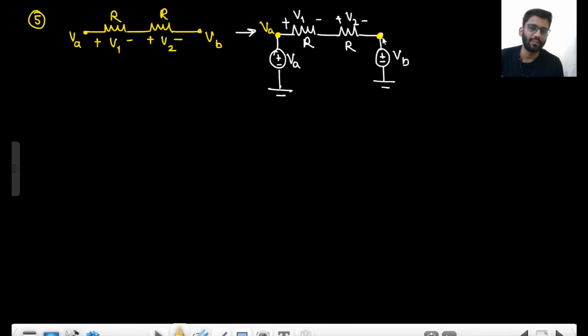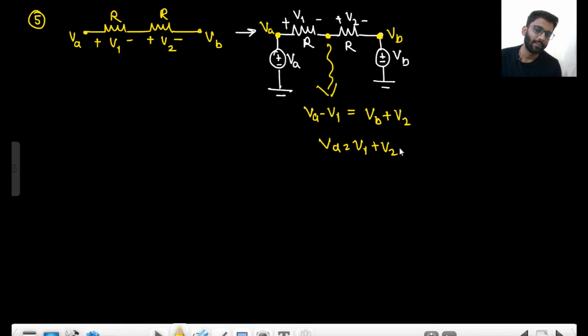VA. And what is the value of this potential? VB. From 0 to this point, that will be VB. And from here to here, what is the value of this potential? VB plus V2. And from here to here, it will be VA minus V1. So basically, if we want to write the value of this potential, it can be VA minus V1, or it can be VB plus V2. So from here as well, you can write VA is equal to V1 plus V2 plus VB.